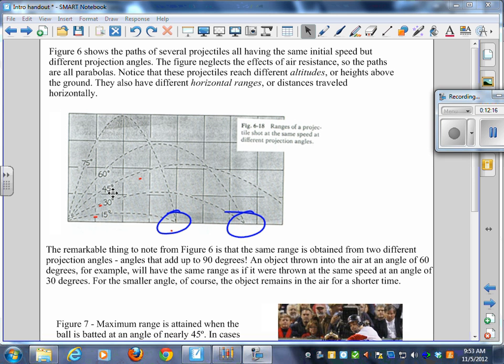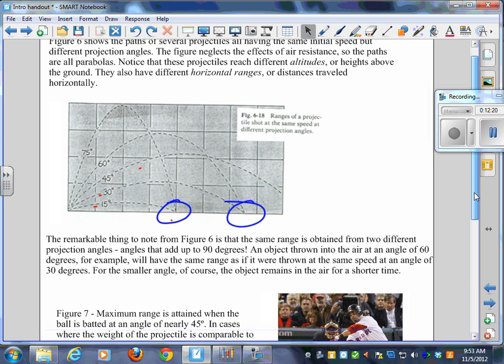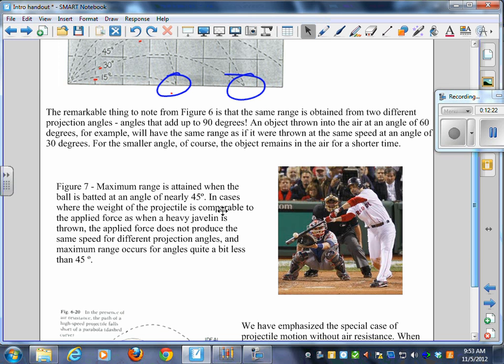45. Now that is only true if there's no air resistance. Maximum range is attained when the ball is batted at an angle of nearly 45 degrees. In cases where the weight of the projectile is comparable to the applied force, as when a heavy javelin is thrown, the applied force does not produce the same speed for different projection angles, and maximum range occurs for angles quite a bit less than 45. So heavy things like javelins, you want to throw at less than 45.